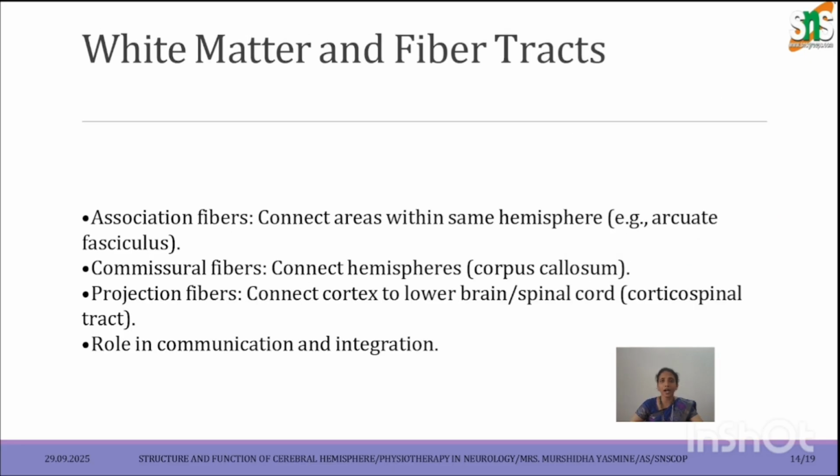Coming to white matter and fiber tracts of the cerebrum. Association fibers, which connect areas within the same hemisphere, for example the arcuate fasciculus, are located in the white matter. Commissural fibers connect the hemispheres, for example the corpus callosum, and projection fibers connect the cortex to the lower brain and spinal cord, for example the corticospinal tract. These have a role in communication and integration of sensory impulses and motor output.